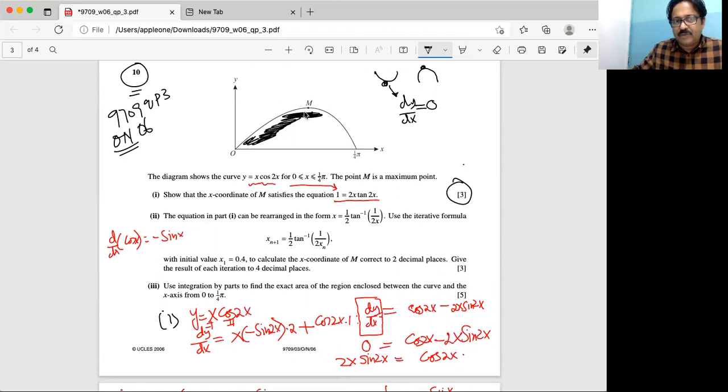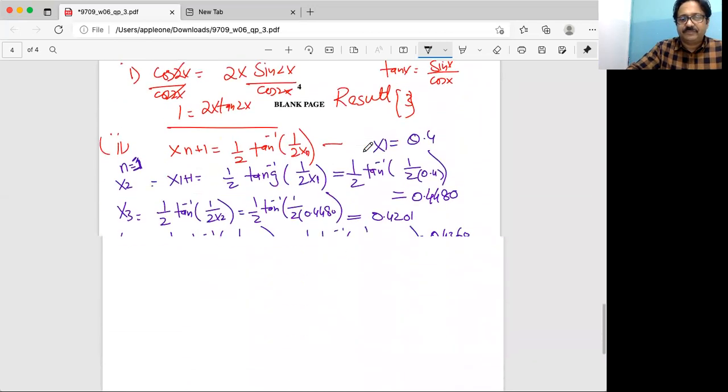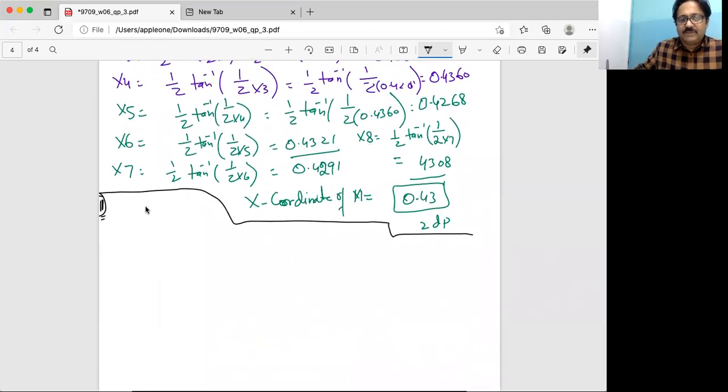This is the area enclosed by the curve, the x-axis, and from here to here. So it's a very simple question. This is basically the integration from 0 to pi over 4, and the equation is x cos 2x dx.